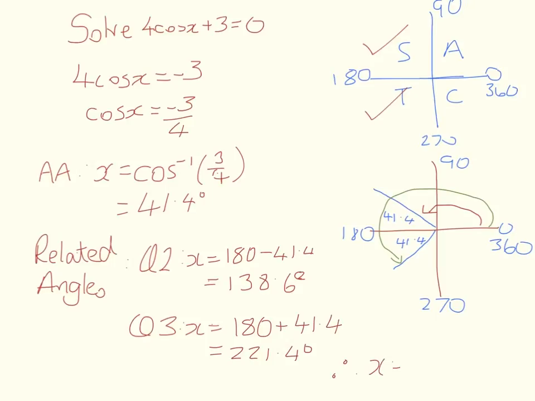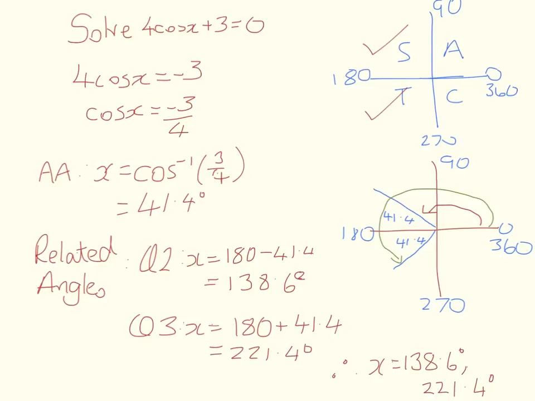Okay, so just make it very, very clear what your answers are. Therefore, x equals 138.6 degrees, and I'll just put a comma, and 221.4 degrees.